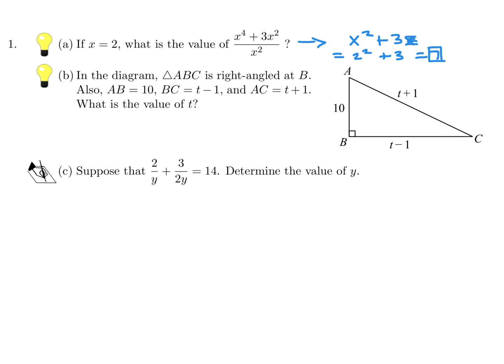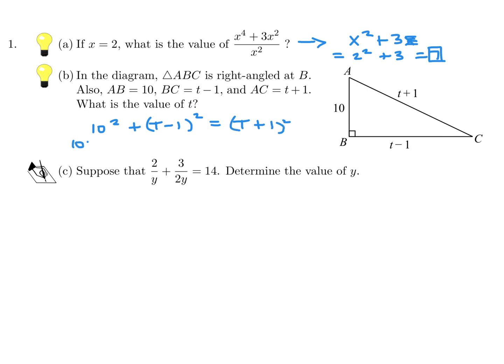In the diagram, triangle ABC is right angled at B. AB is 10, BC is t minus 1, AC is t plus 1. What is the value of t? So simple Pythagorean theorem here. 10 squared plus t minus 1 squared is equal to t plus 1 squared.